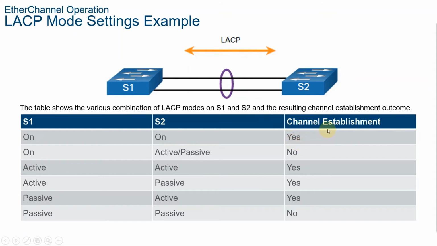So if we set both sides to on, there is a channel establishment. Okay? On with active or passive, there is no channel establishment. Same thing with setting switch 1 and switch 2 both on passive. It will give you an LACP establishment or EtherChannel when we combine active and active on both switches, or it could be active and passive, or passive and active respectively. Okay?